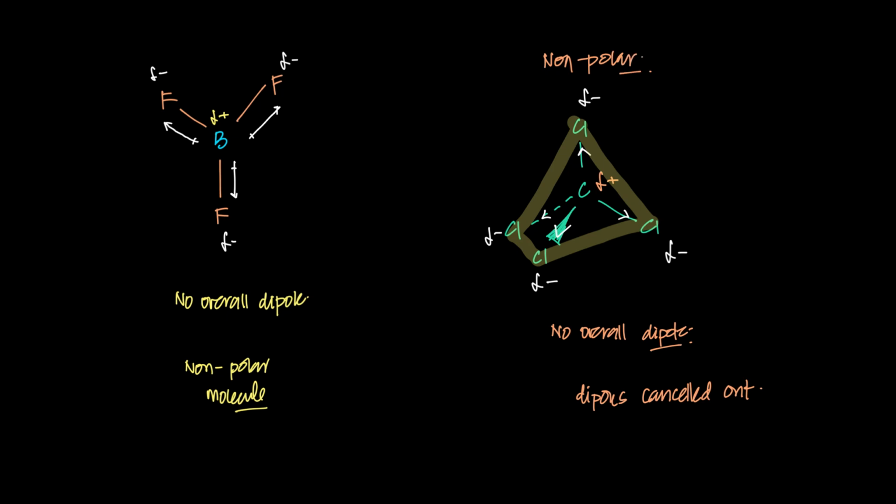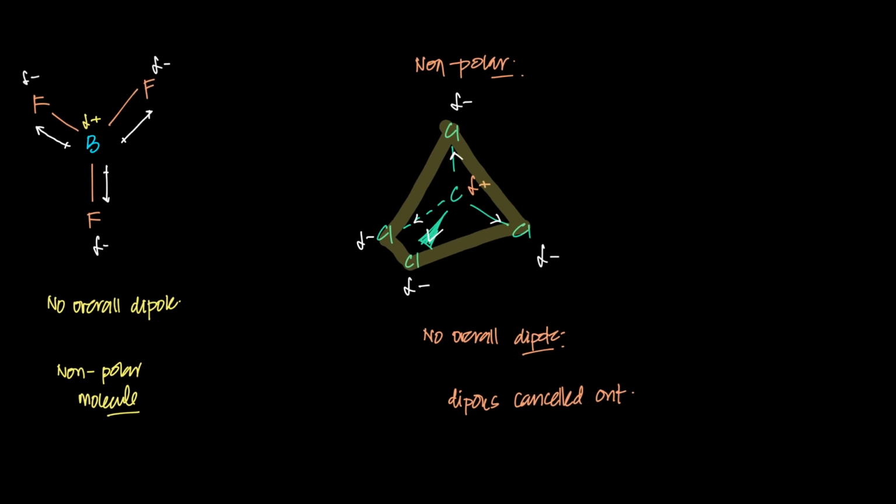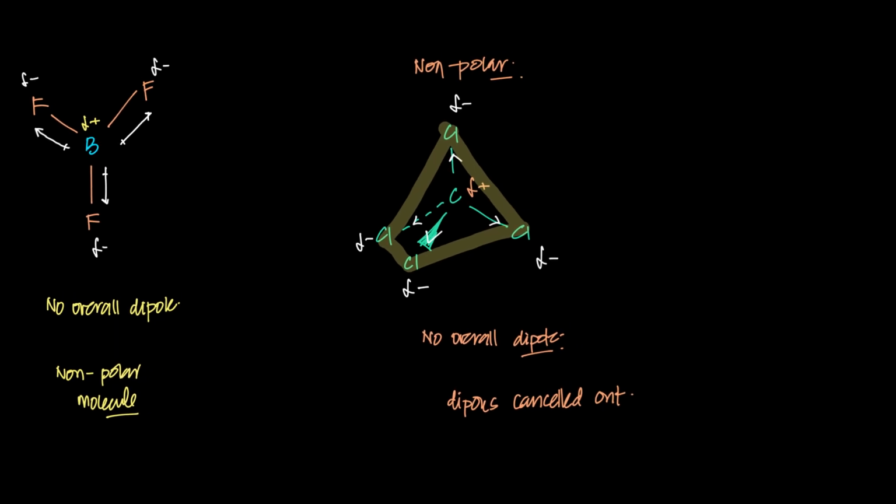Now, in what scenario would this have been polar? Maybe I should show that to you and you might recognize the difference. Suppose instead of CCl4, it is still tetrahedral, but the 4 ends are not the same. Let's say 3 of the 4 ends are chlorine and 1 end is hydrogen. When I look at this molecule, it's the same shape, but there's one difference. One of the 4 corners is not the same electronegative element.